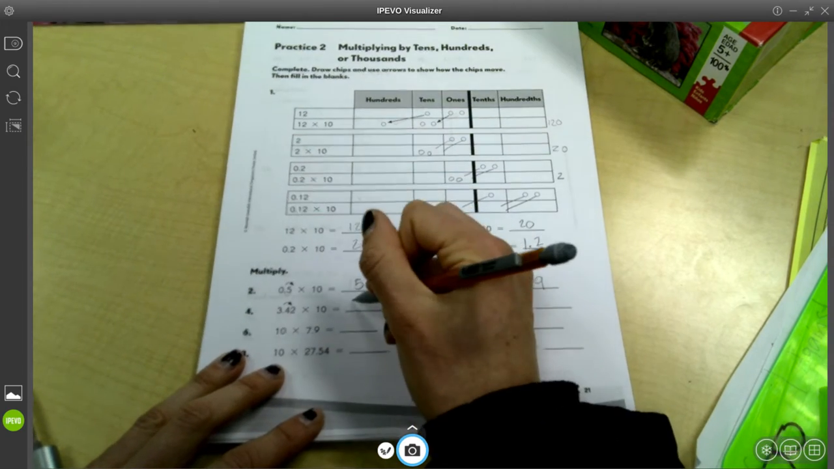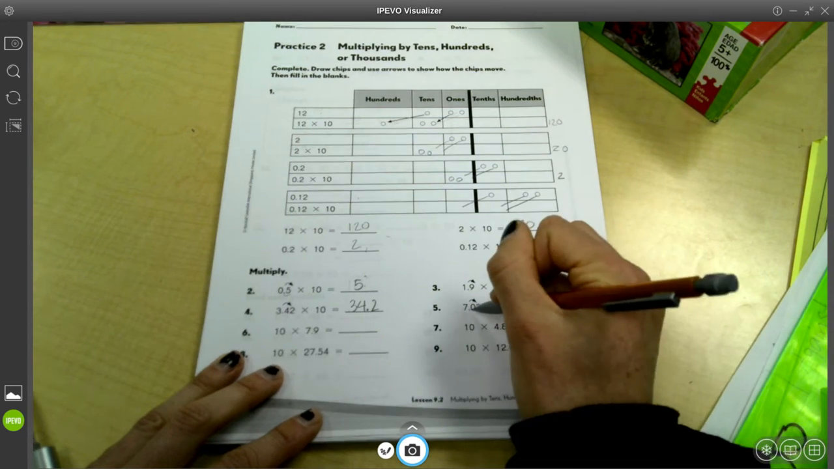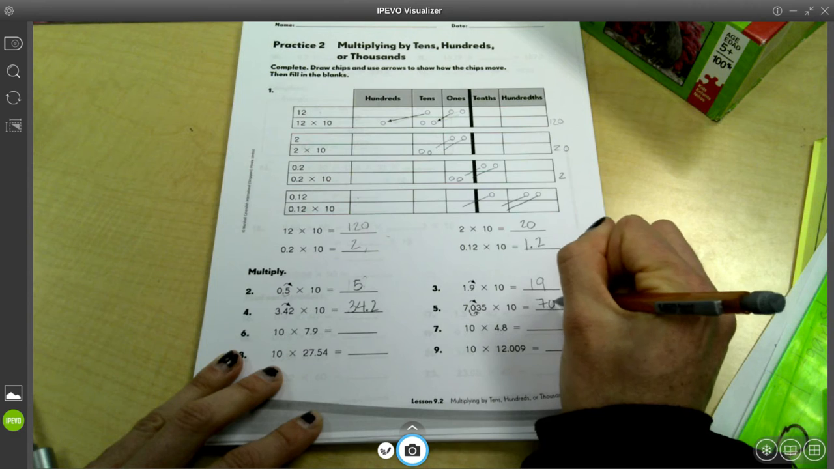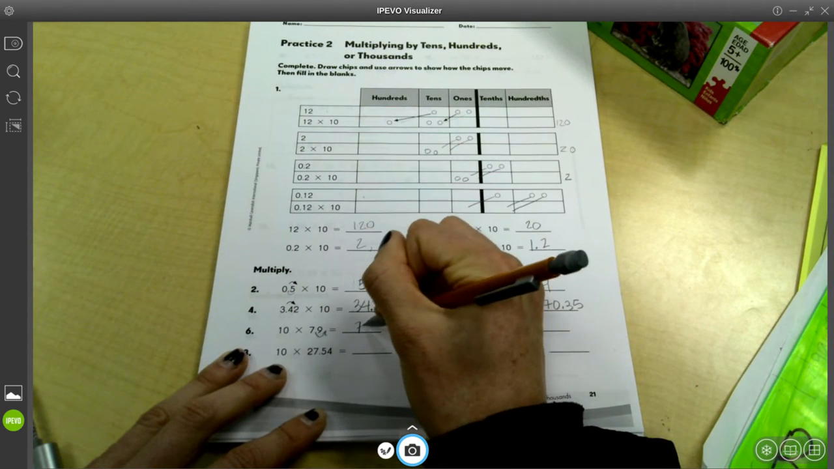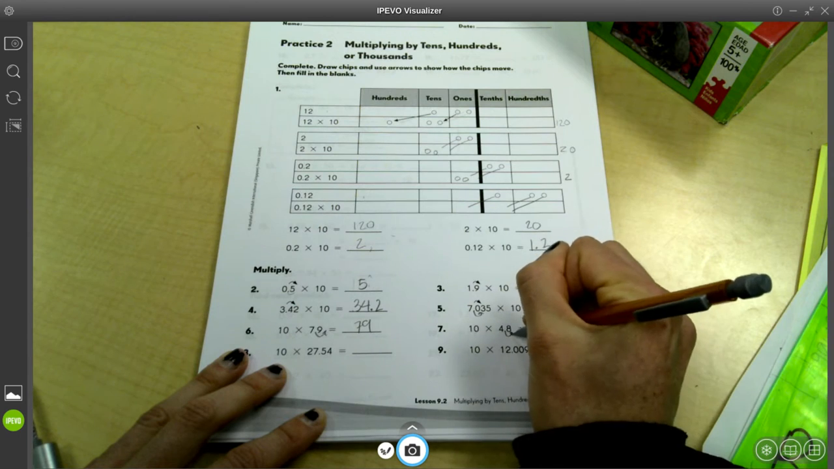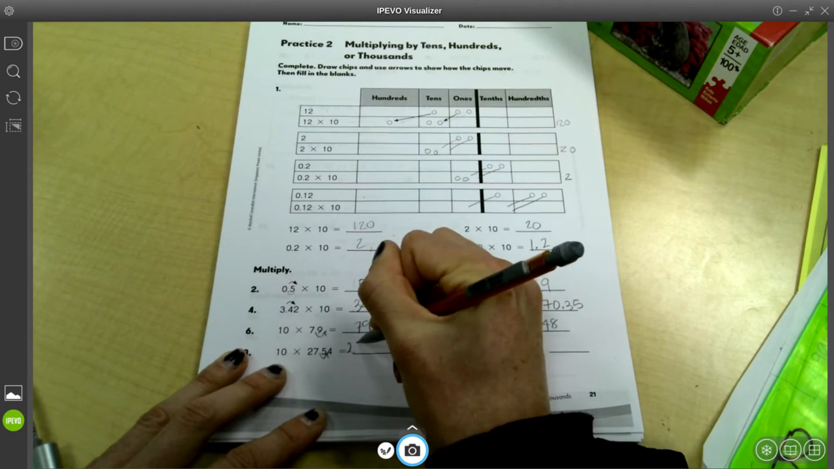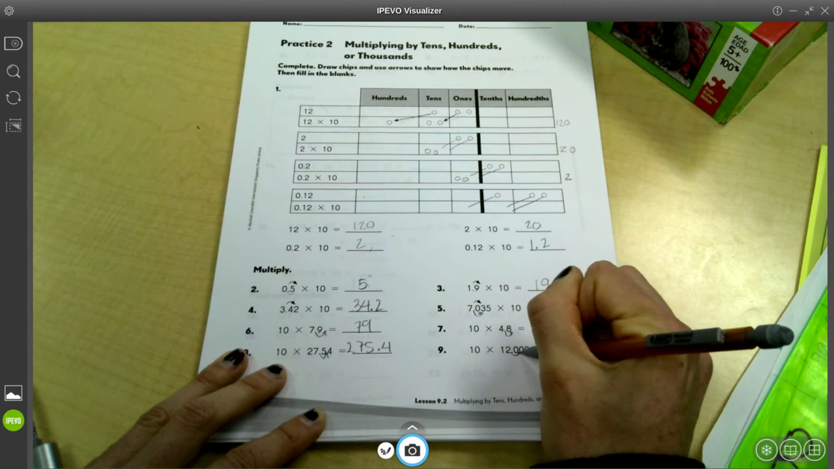Here I'm going to shift over. I'm going to get 34 and 2 tenths. Here I'm shifting over. I like to go underneath. It's easier for me because that's where the decimal place is. Here we go. Shifting 1, 79. Shifting 1, 48. Shifting 1, 275. Shifting 1, 2.